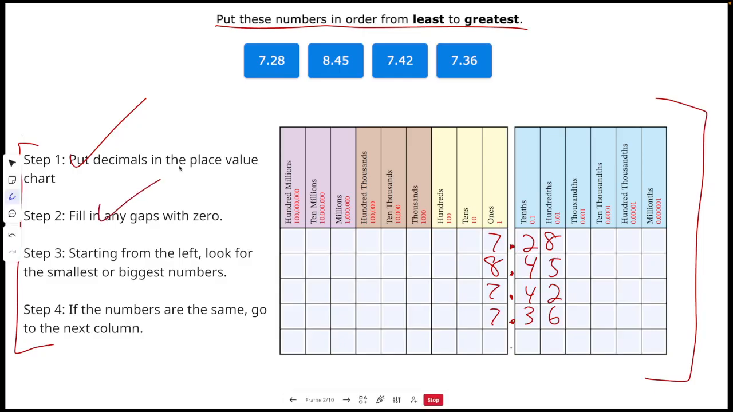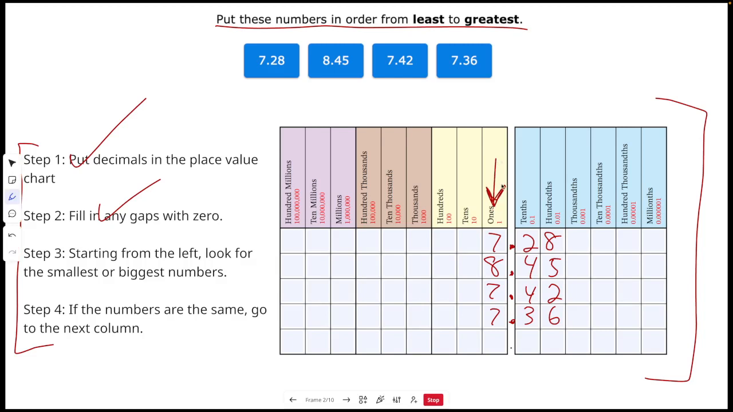Step three, starting from the left, look for the smallest or biggest numbers. And what I mean is, in this problem, they ask us for least to greatest. So we're going to look for our smallest numbers and sort of our biggest numbers here. So starting from the left, left column here, the ones. Okay, so we're looking here.